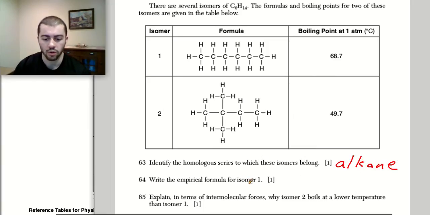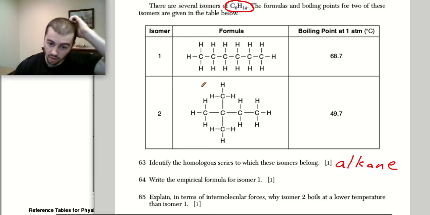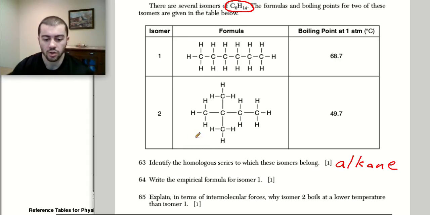Alright, and what is the empirical formula for isomer 1? So we know the molecular formula for these isomers are C6H14. So to get the empirical formula from the molecular formula, we just want to reduce it as much as possible. See, what is the biggest number we can divide into both of these terms here? So the highest common factor here would be 2. So if we divide both of these by 2, we go from C6 to C3, and then H14 to H7. So we reduce this by, again, looking for what's the highest common factor between these two subscripts, 6 and 14. The highest thing we could divide by here was 2, so that's going to leave us with C3H7.